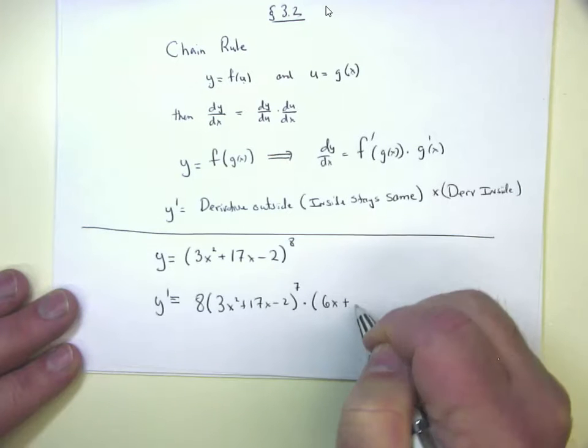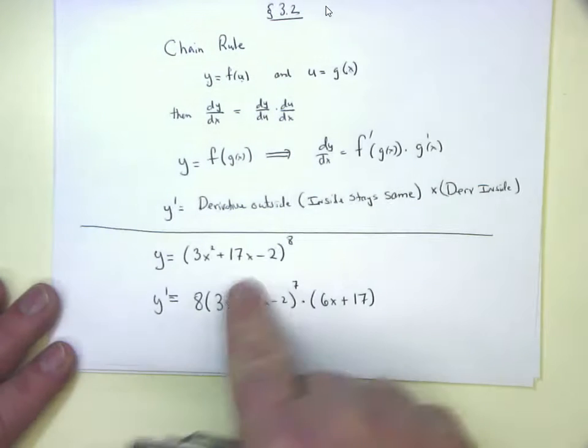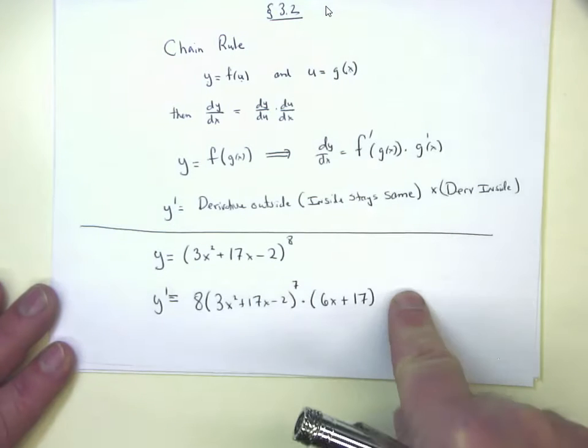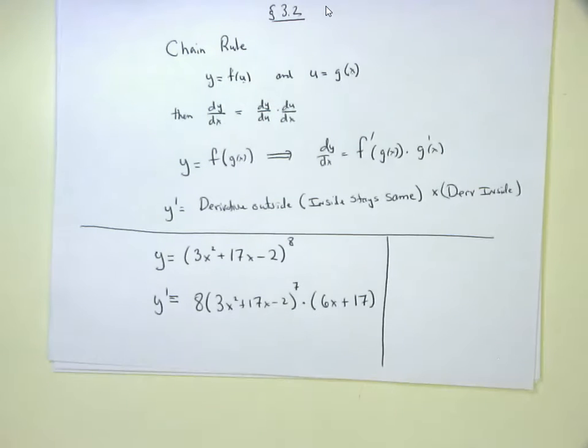6x plus 17. Derivative of the outside, inside stayed the same, times derivative of the inside. That is the chain rule. Does that make sense? And so, if you want a general formula for this, because most of the problems at this point are going to look like this guy, but don't worry, we're going to add more functions to this stuff as we go through our textbook here.